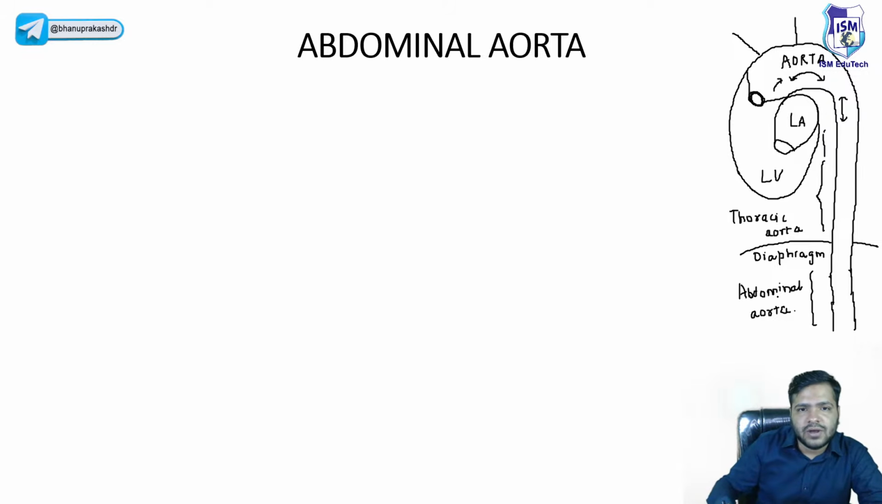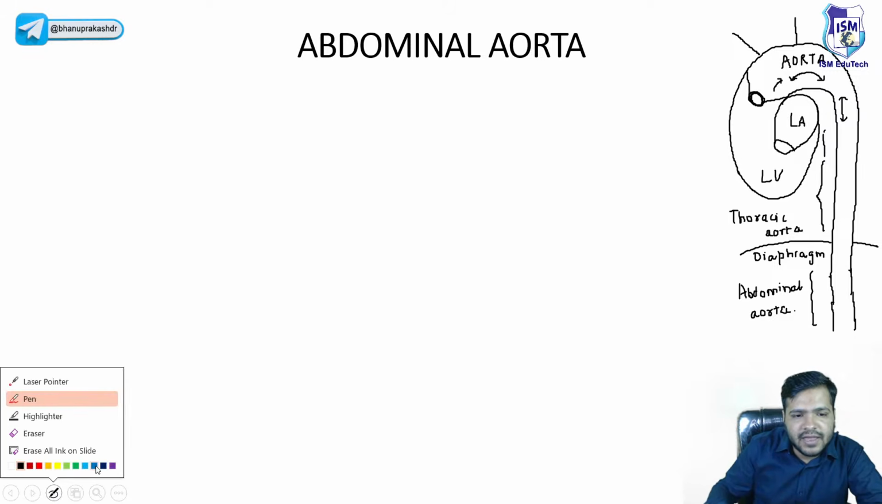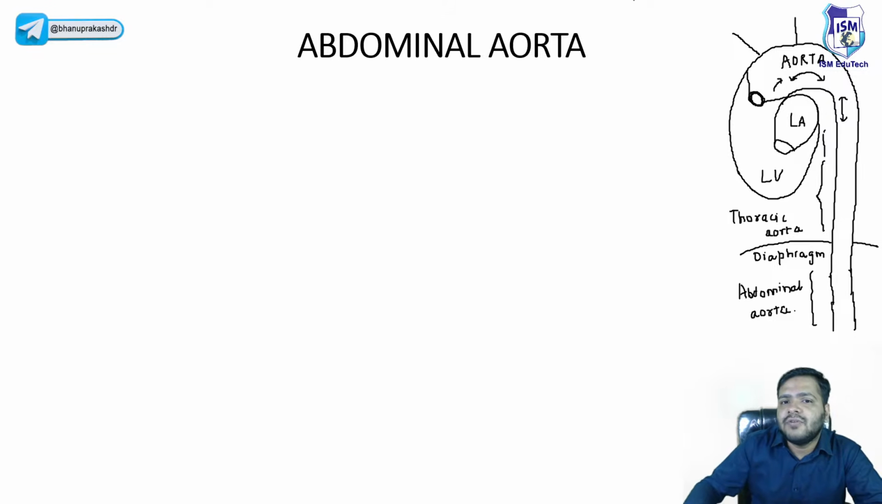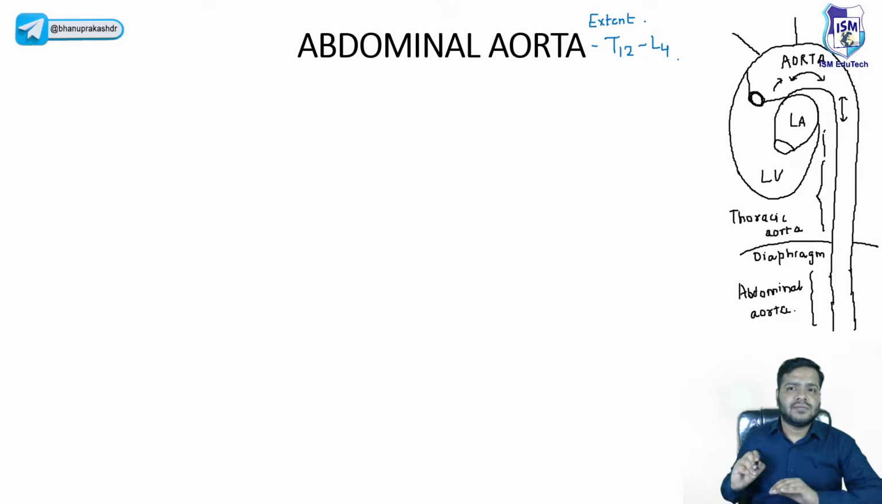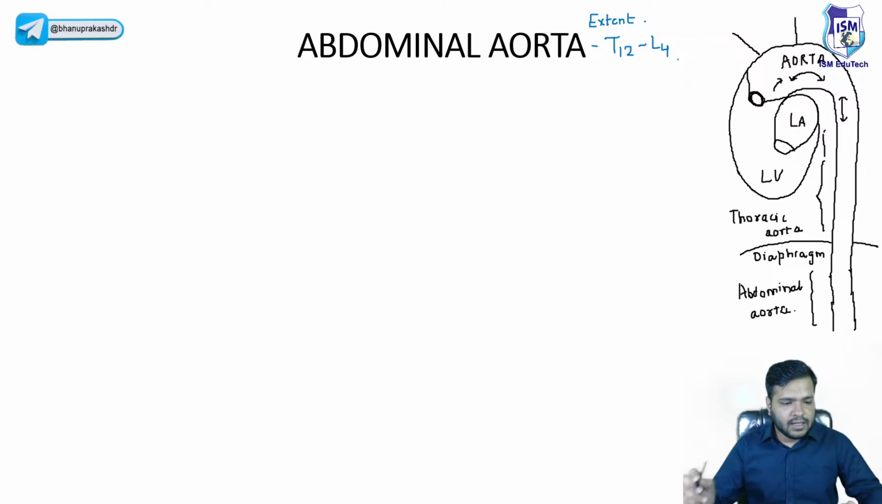Now the abdominal aorta, if we simply say the extent, the extent of the abdominal aorta, it is from T12 to L4. The question is asked: extent of the abdominal aorta. It is from T12 to L4. This is very important. Draw the diagram and practice with me once.